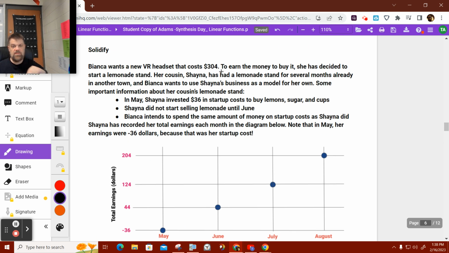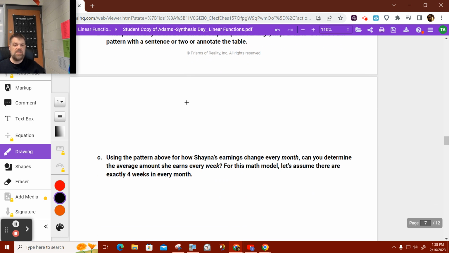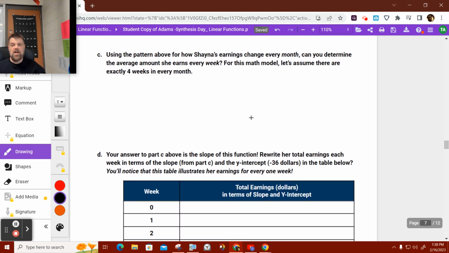Okay, so they're telling you the same thing. It says she buys it, she makes the lemonade. Bianca intends to spend the same amount. And it says, what pattern do you see? It's the same thing. Increases by $80 per month. It says using the patterns, figure out what it is per week. Same thing that we did before. And so some of the kids were like, I can't believe it's the same question twice. Well, you're going to see why in a second. So this will be $20 per week.